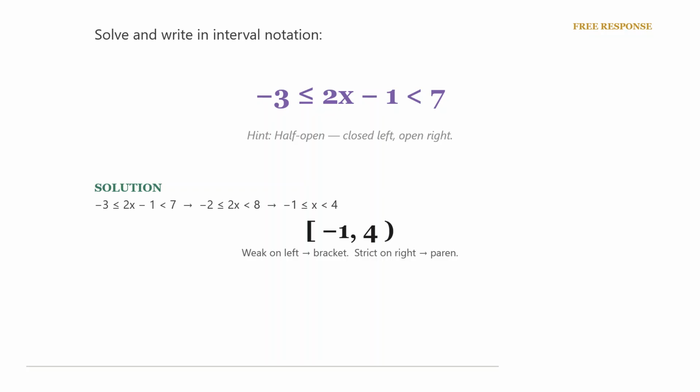The original section types, weak on the left, strict on the right, propagate to the interval. Square bracket on negative 1, round paren on 4. Half-open intervals like this are the mixed endpoint trap. Sloppy notation collapses them into something like the open interval from negative 1 to 4 or the closed interval from negative 1 to 4, both of which lose information.